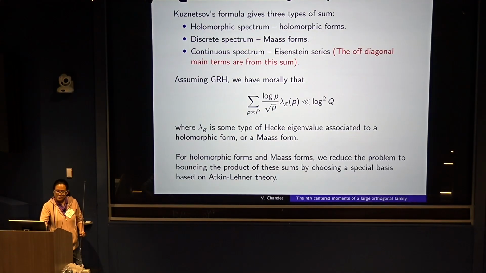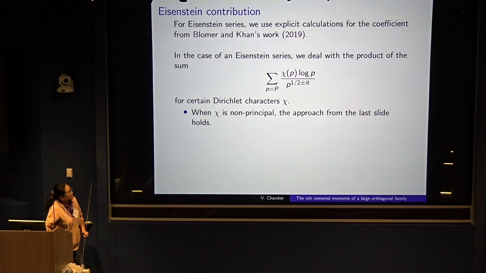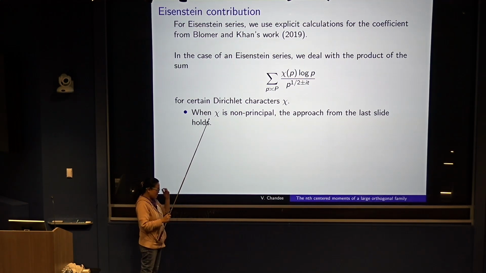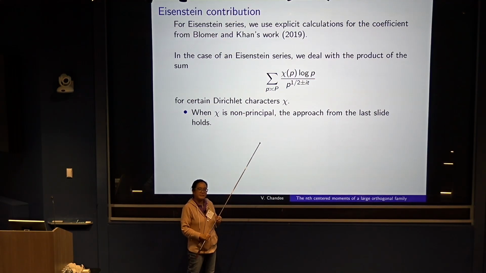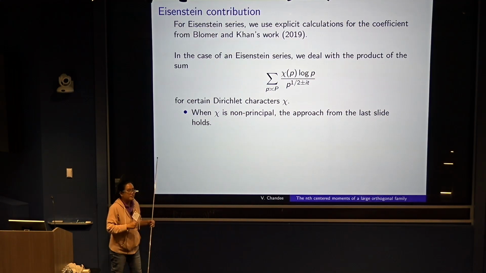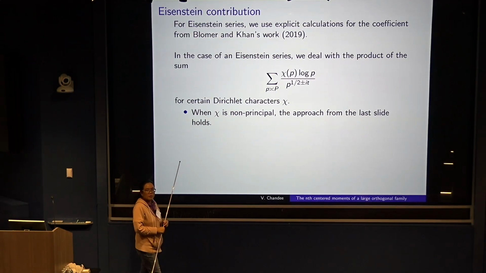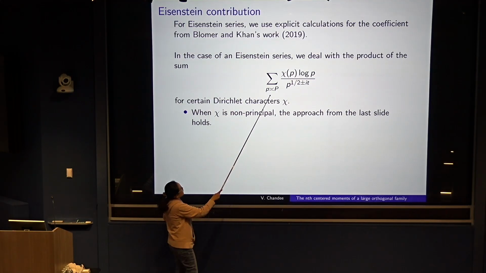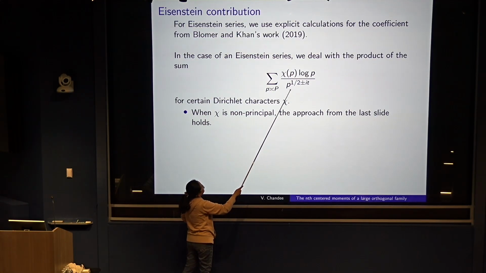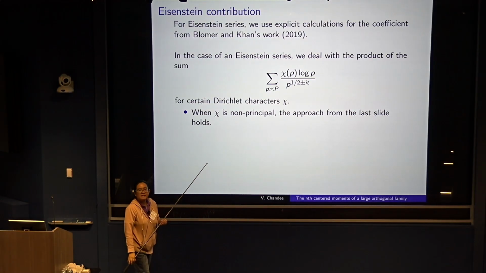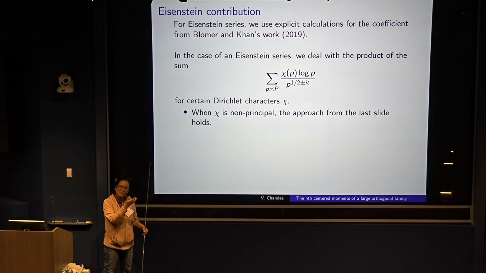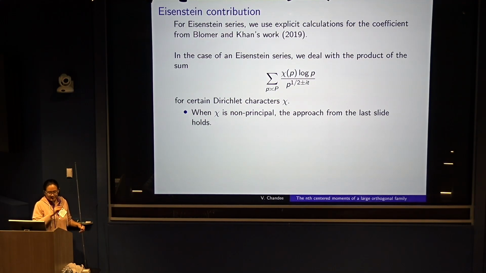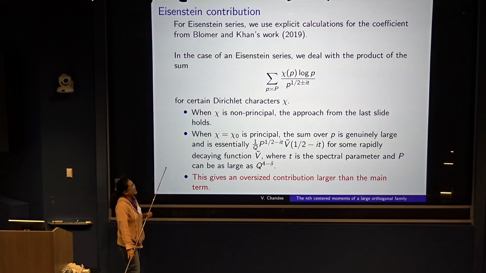The story of continuous spectrum is more interesting. So you need to, because you want to compute the off-diagonal main term explicitly, you do need an explicit coefficient for this, and we use the work of Blomer and Katz on it. So for Eisenstein series, it will look like a product of this following term here. So chi p log p, p to the 1/2 plus and minus it. So chi non-principal, again, you expect that this is small. Okay? And the main term will come from when chi is principal.